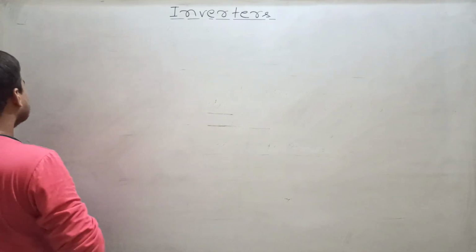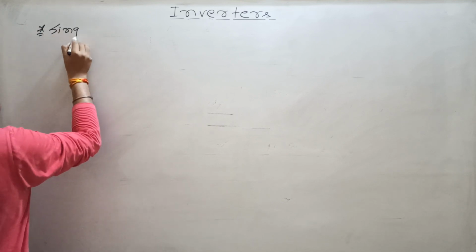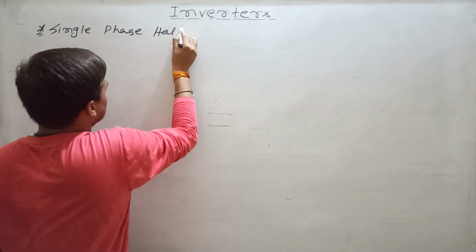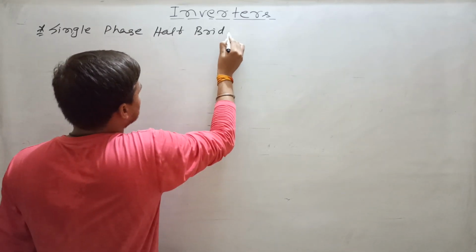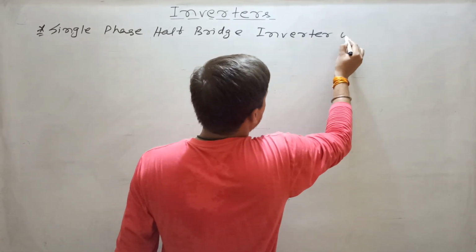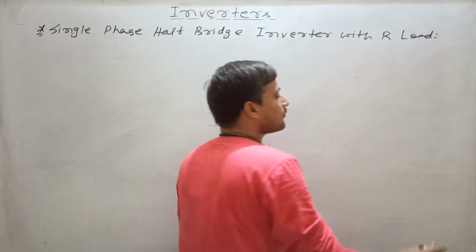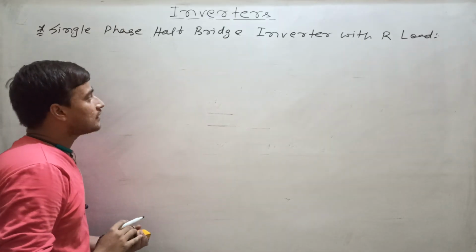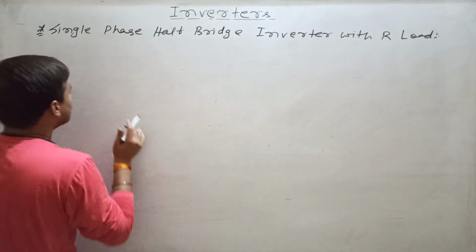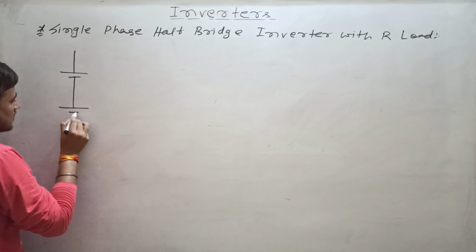First let us discuss the single phase half bridge inverter, with R load, that means pure resistive load. So I am drawing the circuit of the single phase half bridge inverter. You are having the DC voltage source at input, clear? So now what happens, you are having the DC sources like this.